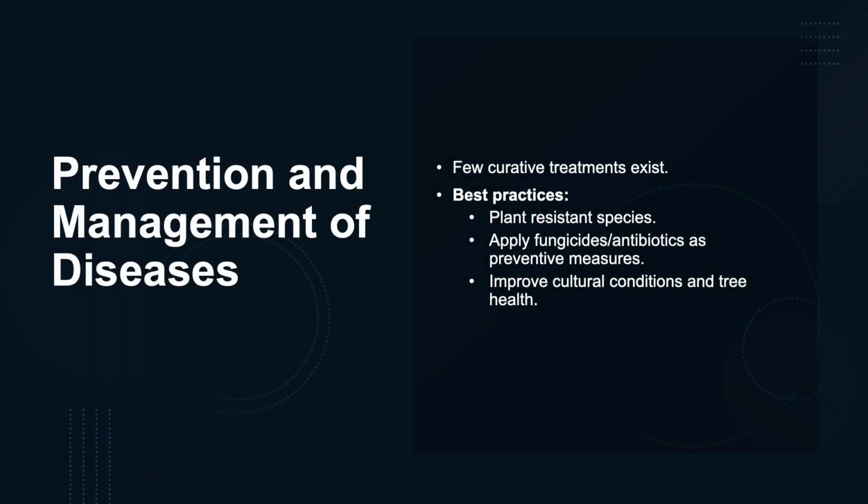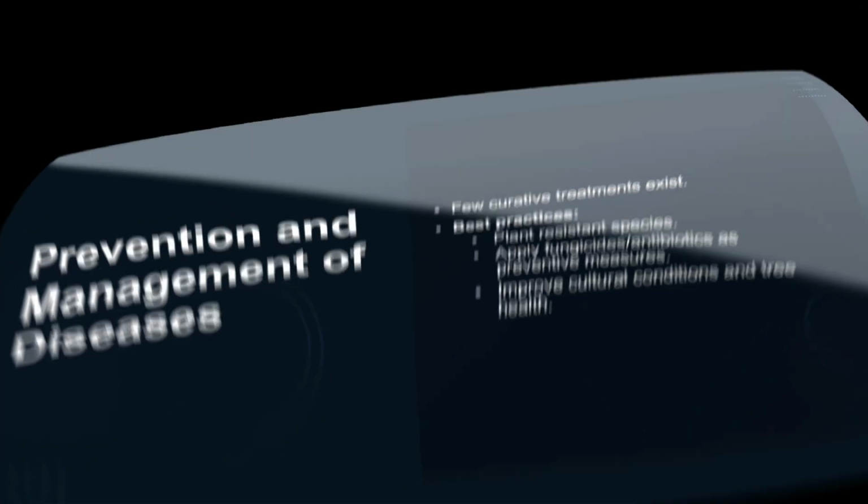Few curative treatments exist for most tree diseases, making prevention the best strategy. Planting resistant species, applying fungicides or antibiotics as preventative measures, and improving cultural conditions to enhance tree health are all effective ways to reduce disease incidence. Healthy trees are better equipped to withstand pathogen attacks.